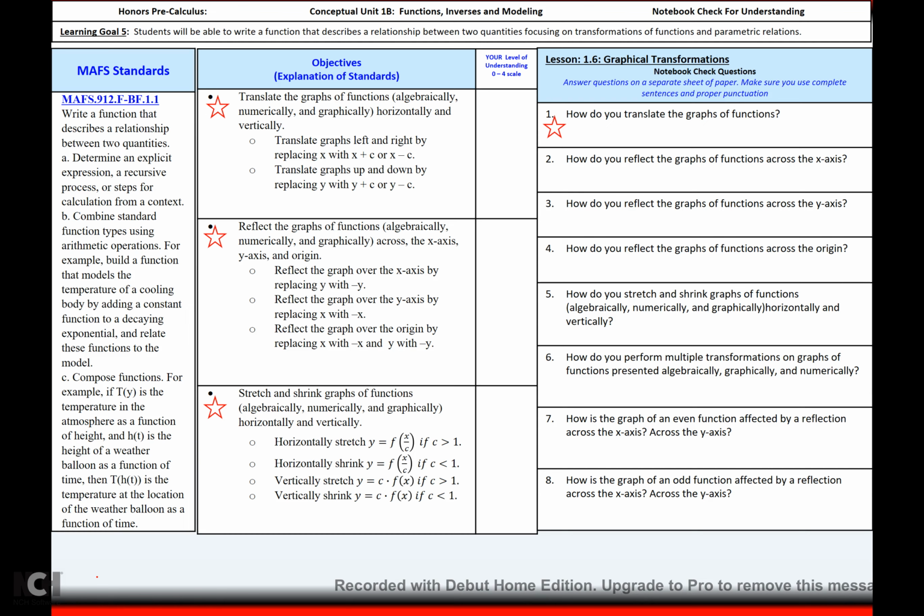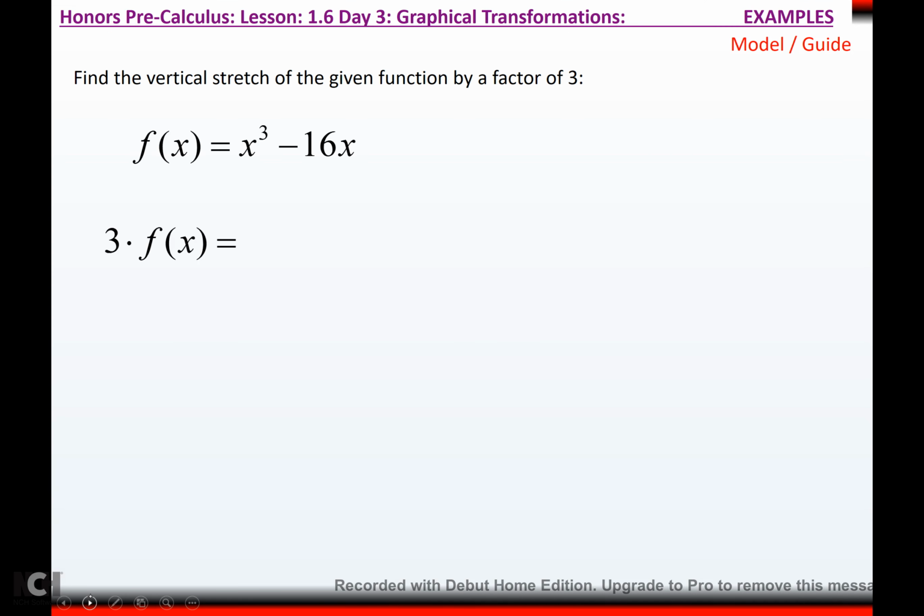So how do you translate the graphs of the functions? Well, again, describe these and these and these. Okay? Alright, so it says find the vertical stretch of the given function by a factor of 3. If you're doing a vertical stretch, that means the whole function gets multiplied by 3. So you put 3 on the outside of the whole function and then distribute it, which would give me 3x cubed minus 48x. Boom.